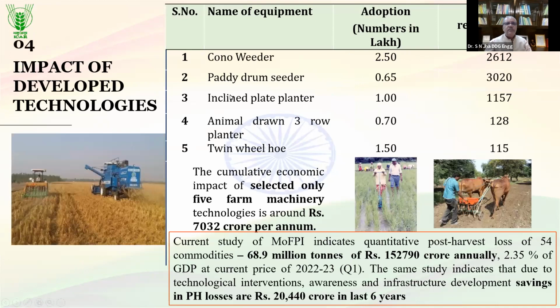Then these are the 5: cono weeder, paddy drum seeder, inclined plate planter, animal drawn 3-row planter, and twin hill planter. These are coming to 7,032 crore per annum.